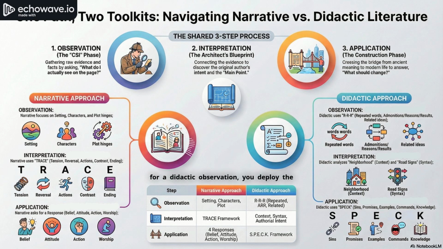So for didactic observation, you deploy the RRR framework. You scan the text looking for repeated words, which basically serve as the ancient equivalent of a neon highlighter pointing out the author's main theme. Okay, repeated words. What's the rest? Then you look for ARR: admonitions, reasons, and results. How does that actually look in practice?